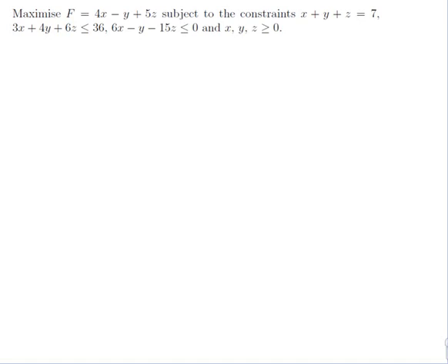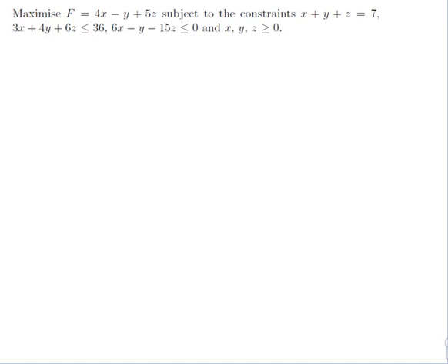Maximize f, which is equal to 4x minus y plus 5z, subject to the constraints x plus y plus z is equal to 7, 3x plus 4y plus 6z is less than or equal to 36, 6x minus y minus 15z is less than or equal to 0, and x, y and z are all greater than or equal to 0.